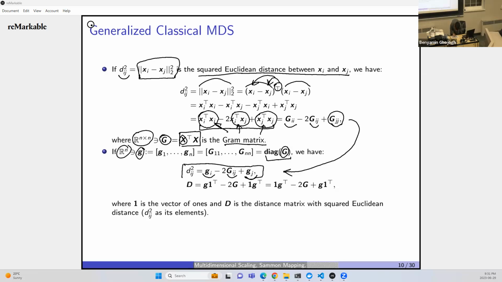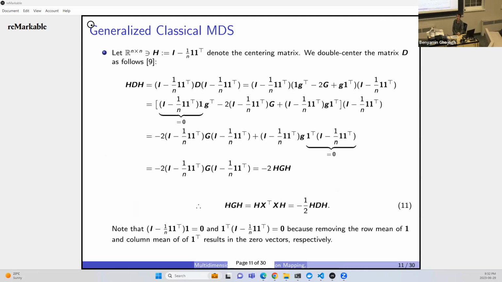So this is what we proved. I can write it in matrix format now. Assume I have a matrix D whose elements are dij squared. So the ijth element of the matrix D is dij squared. Therefore, I can write it in this way, where 1 here is a vector of ones. I wrote it in vector format. And as these two are scalars, I can change the order. Okay. Then what happens?